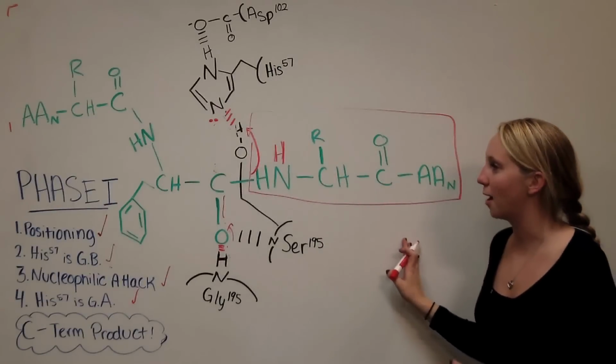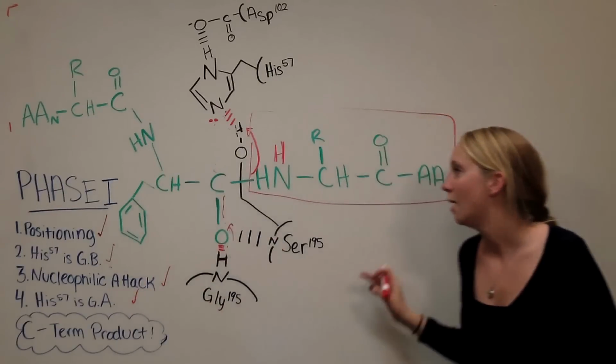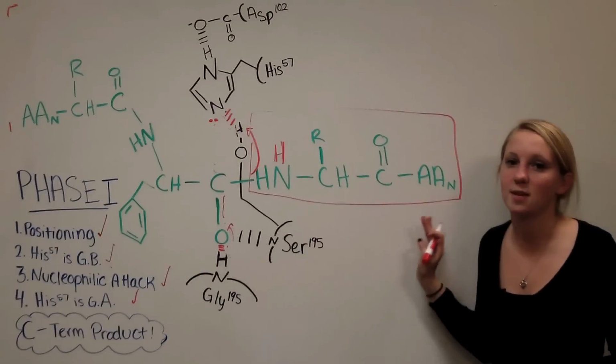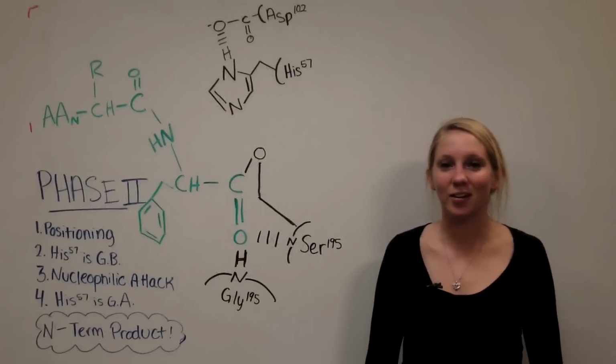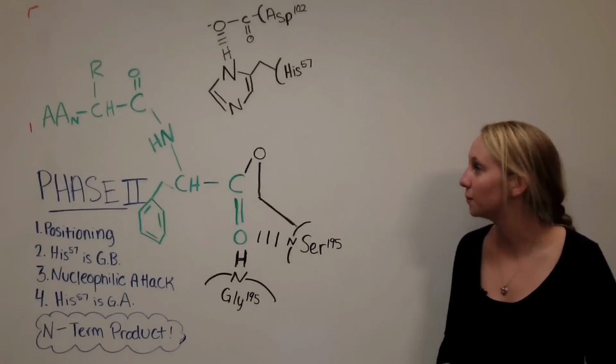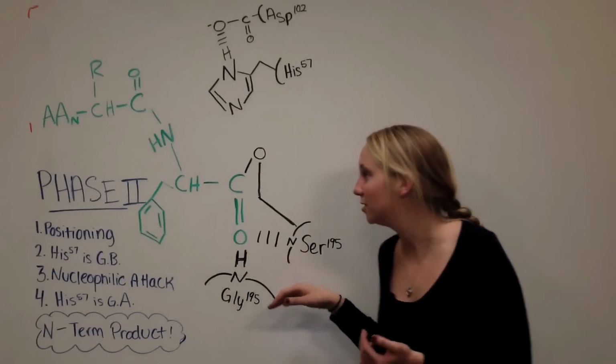This is the C-terminal product. Remember, this is the N-terminal, and this will be your C-terminal product at the end of phase 1. Okay, now it's time for phase 2. As you can see, there's been some changes here.